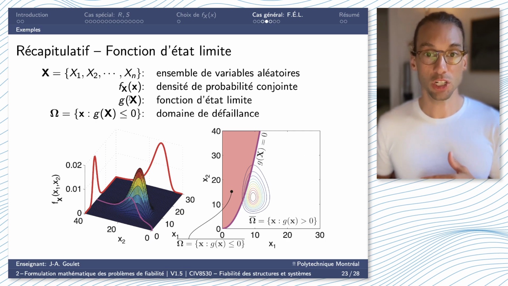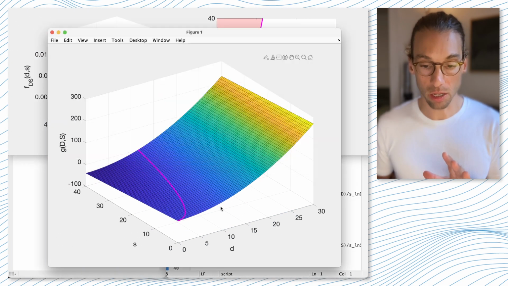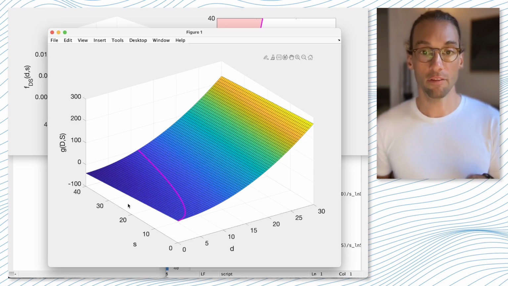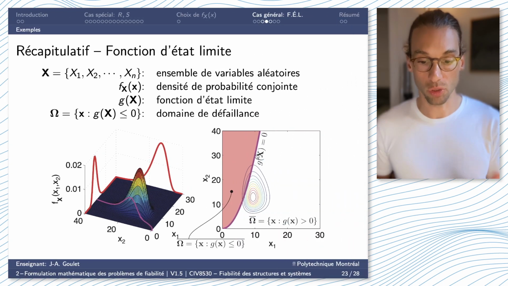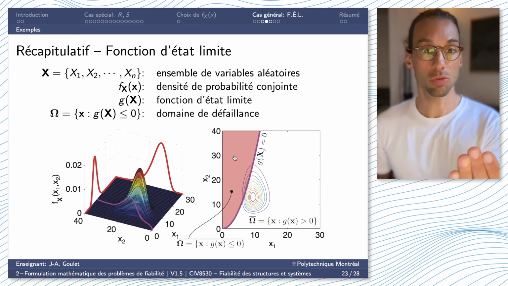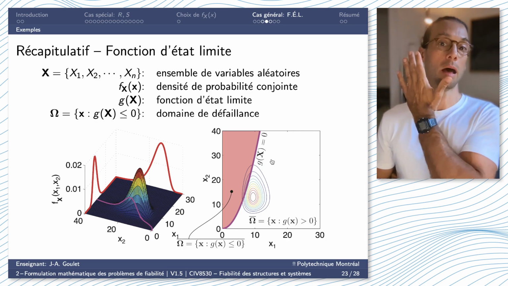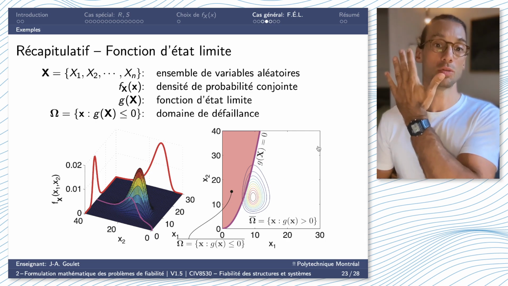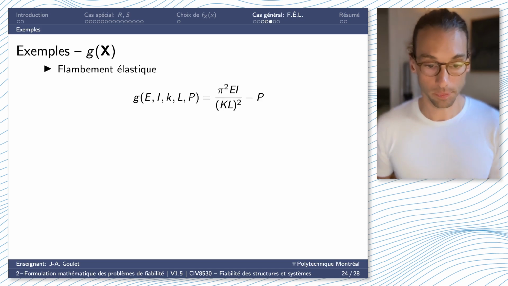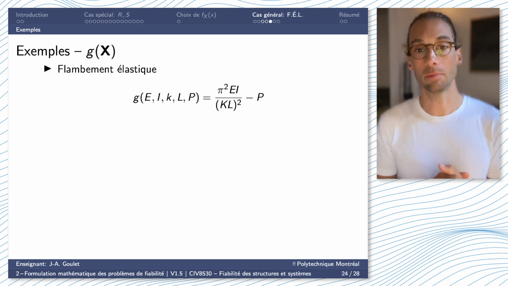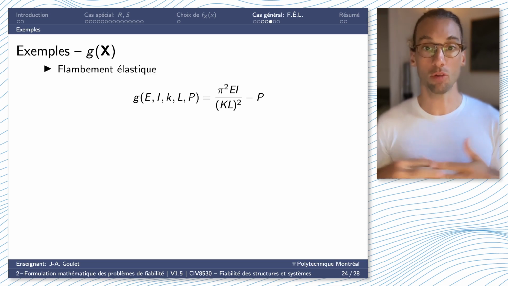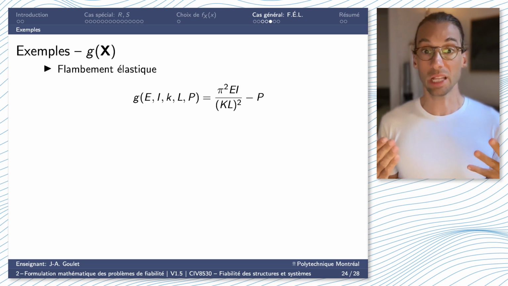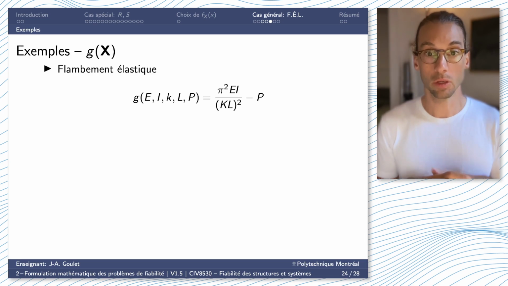My limit state function g of x, we don't see it explicitly in this graph, but as we saw here, it is negative in the failure domain and positive in the survival domain. So it would go into the screen in that region and out of the screen in this white region. So let's look now at a more practical example of what the limit state function could look like for a practical problem. So imagine we have an elastic buckling problem.